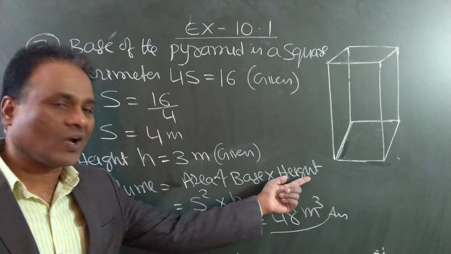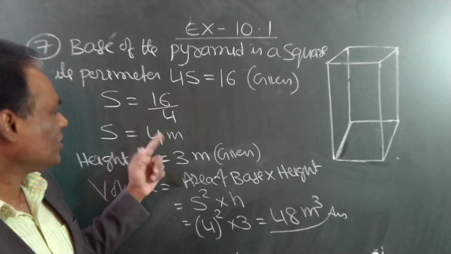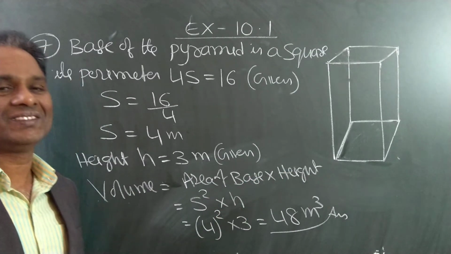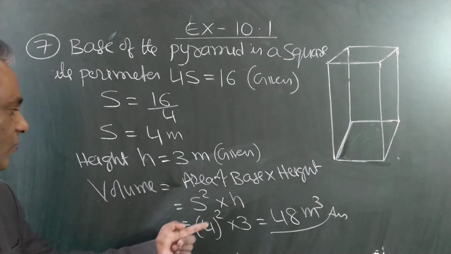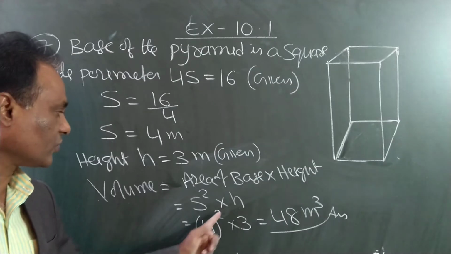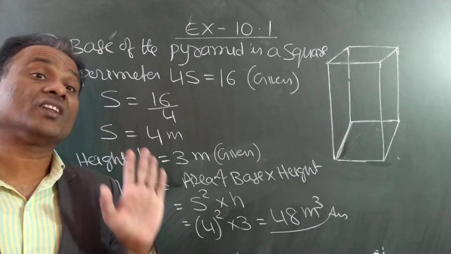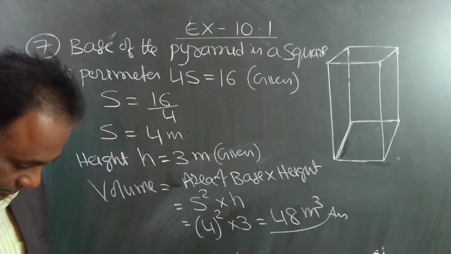Area of base into height. Nothing but length into breadth into height. Length is S. Breadth is also S. S into S, S square into H. S is 4, 4 square into H is 3. 4 square 16, 16 into 3 is 48 meter cube is the volume and which is our answer.